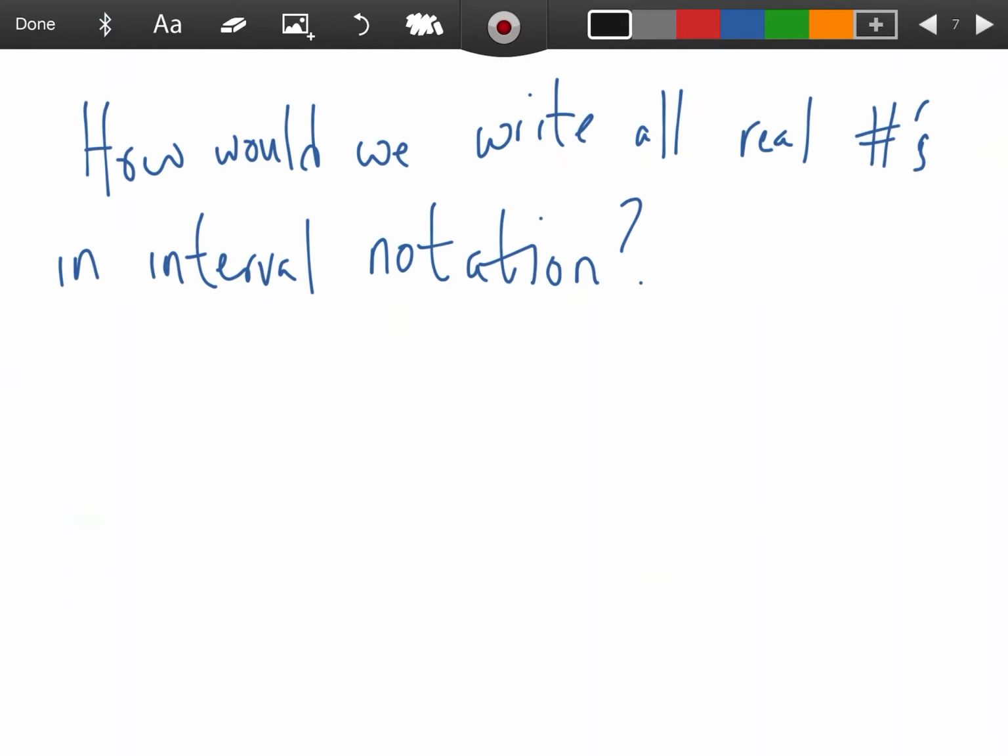All right, and last one, this is just kind of a question for you guys to think about. How would we write all real numbers in interval notation? If you guys remember all real numbers, that's kind of our symbol for all real numbers. But how are we going to write this in interval notation? Well, what's the lowest I could possibly go? What's the highest I could possibly go? Right? I know, well, anything, right?